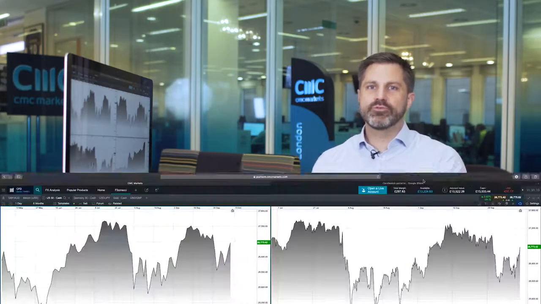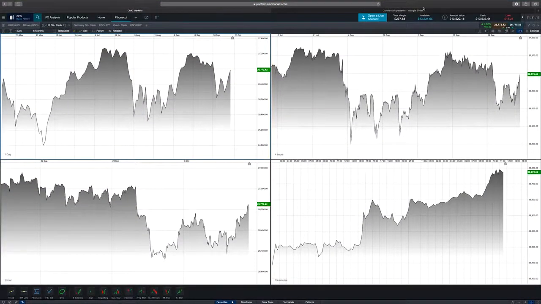So there's a number of different charts that you can put onto the platform. One of the more popular ones is the line chart. A line chart basically just plots the close price of a certain interval. So whether you're using a daily interval or a 15-minute interval, it plots the close prices of those intervals and creates a line chart, as you can see on the screen now. Now, with line charts, it only gives you one bit of information. It gives you the close price.